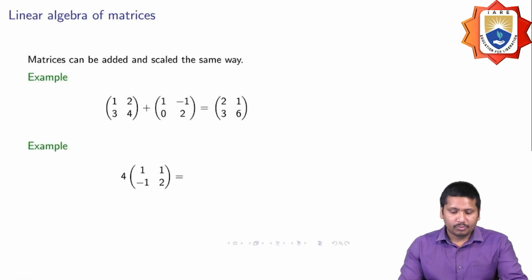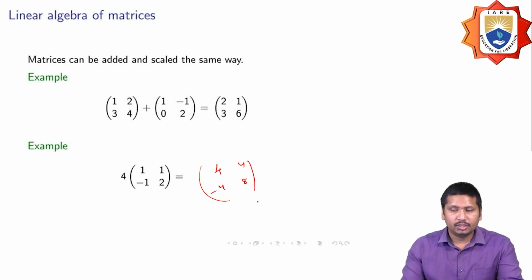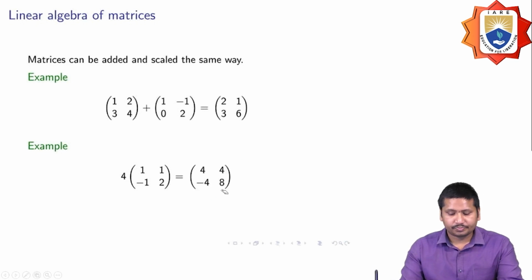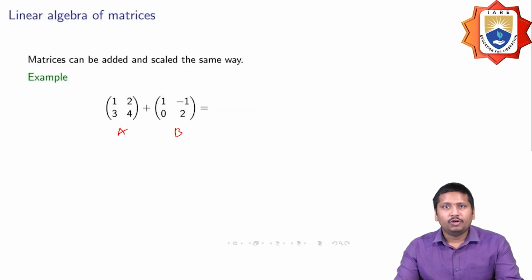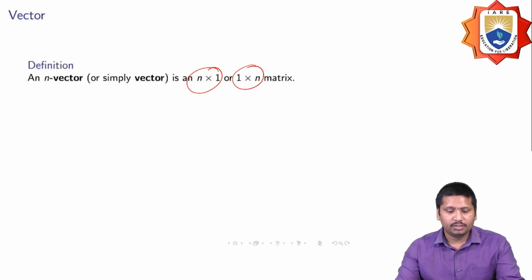Another example I'm going to consider is multiplying the matrix with a scalar value. What values am I getting? 4, 4, minus 4, 8. So this should be the resultant matrix, right? This is the value I get here. Okay, so like this we can perform some of the basics of algebra of vectors and their components.